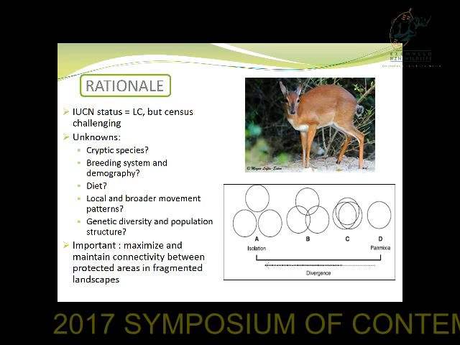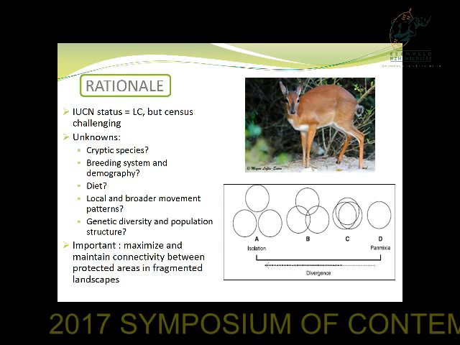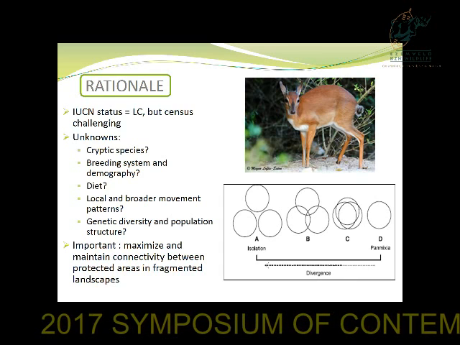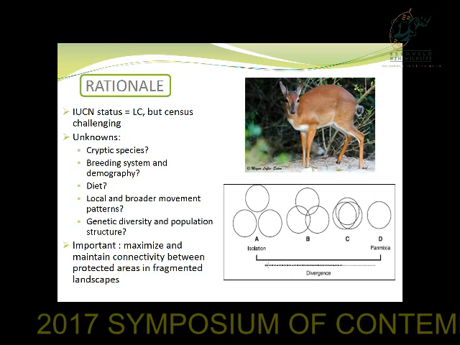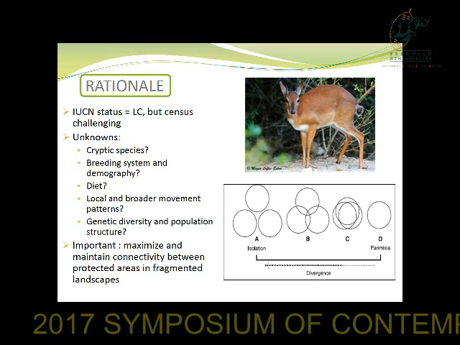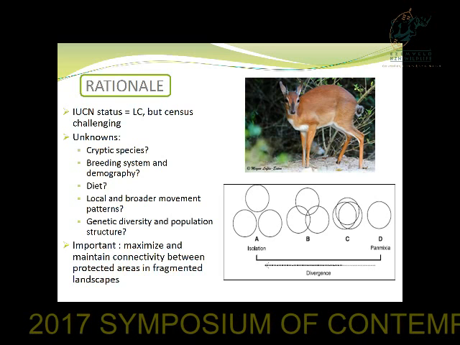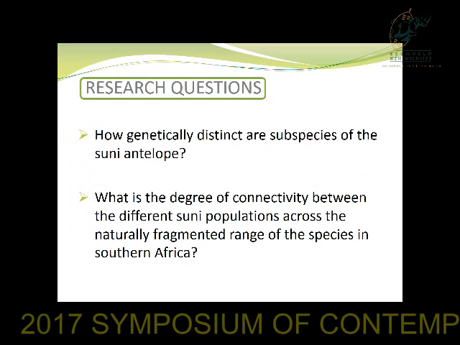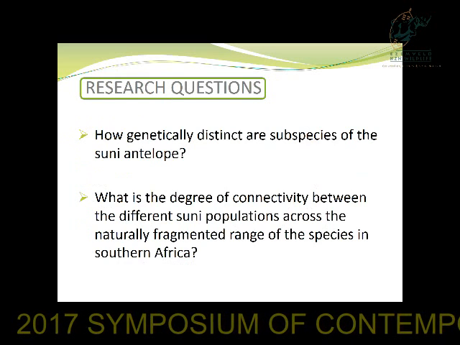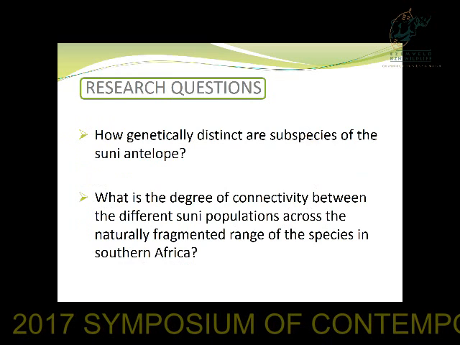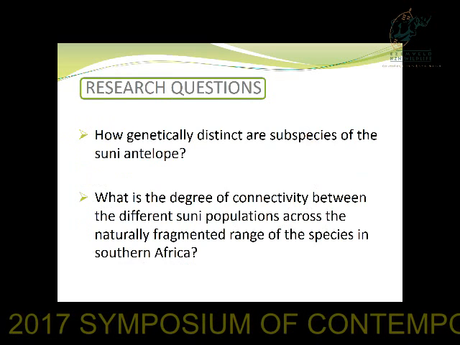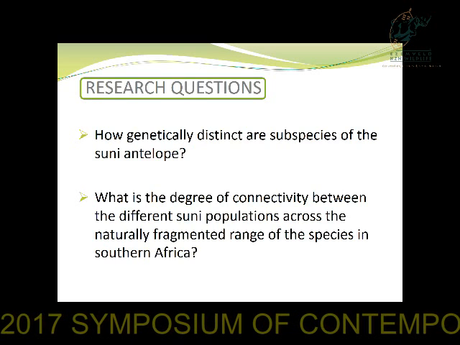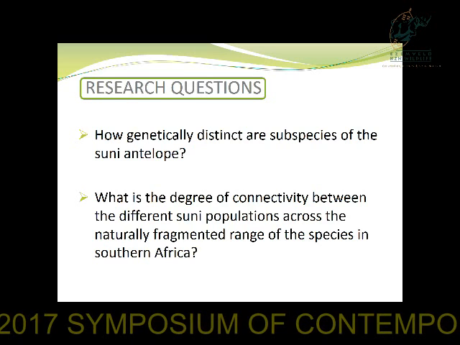In addition to this, we do not know anything about cryptic species, their movement, or the genetic diversity that's currently present, and that is very important for us because we would like to maximize and maintain the connectivity between these populations, because in such a manner we can increase the genetic diversity if necessary. So to get to the point, in my study we are looking at 2 specific questions. How genetically distinct are the different Suni subspecies, and what is the degree of connectivity between these Suni populations across the fragmented range?